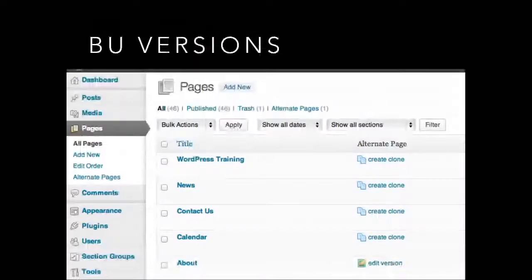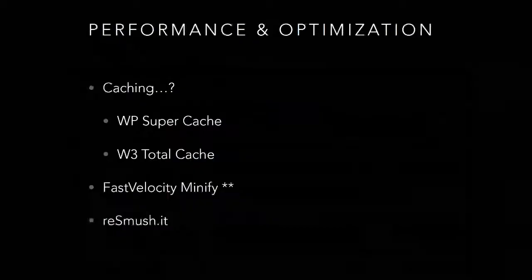This is what BU Versions looks like. It just gives you an option to create a clone. So create a new version without touching the old one that's been published, or to edit this version. Fantastic when you need to create a revision of a page that can't be published until some embargo date has been reached. You can make that work.